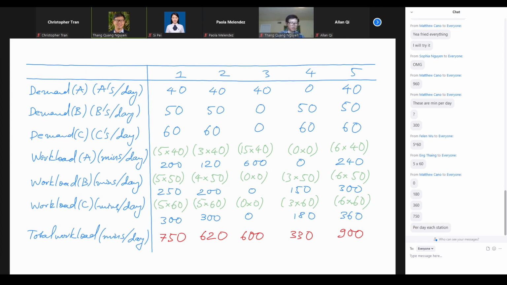Next Monday, we work on comparing the demand with the supply to see if we have enough capacity per day for each station. So next Monday, we continue our example.